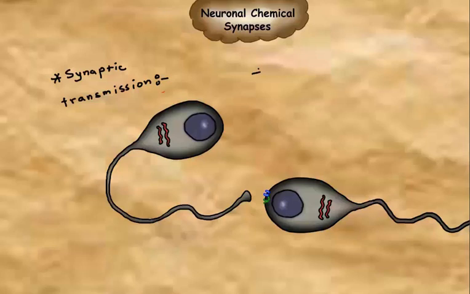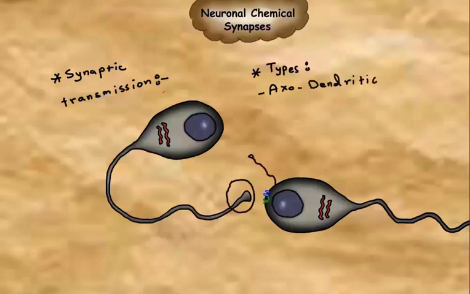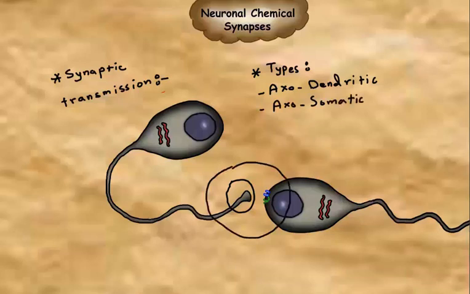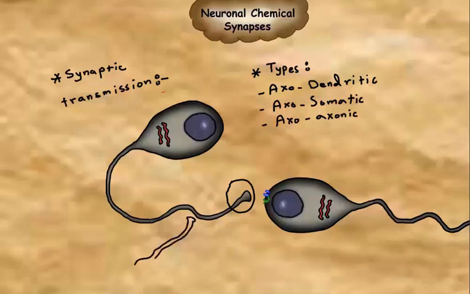Now there are three types of synapses. A synapse could be a junction between an axon from the presynaptic neuron to a dendrite in the postsynaptic neuron, and this is called an axodendritic synapse. It also could be a junction between the axon of the first neuron and the cell body of the second neuron, called an axosomatic synapse. Or it could be a junction between an axon from the presynaptic neuron and an axon of the postsynaptic neuron, and this is called axoaxonic.